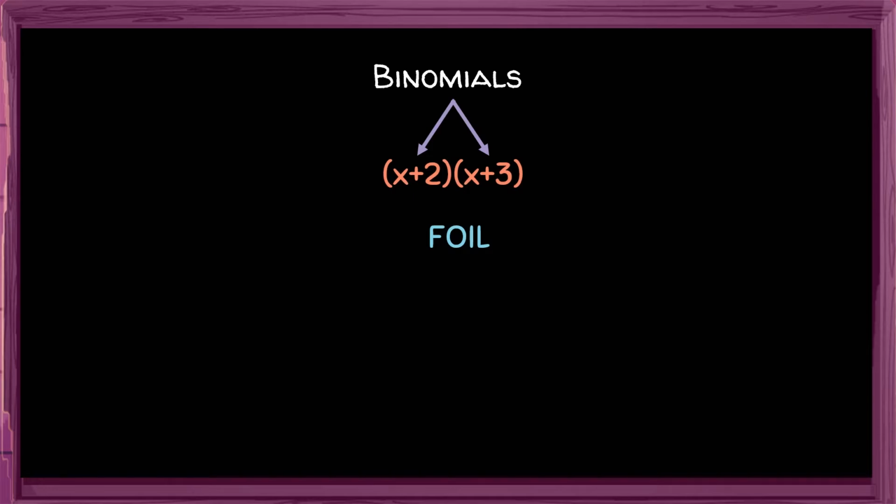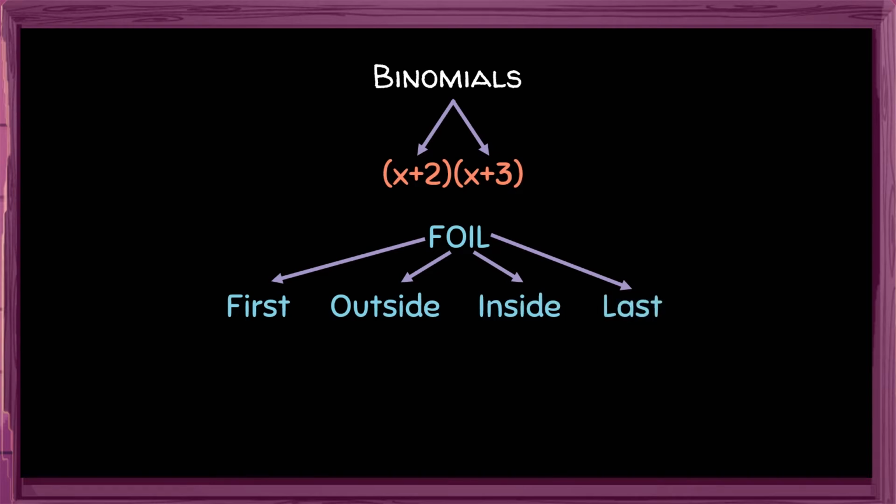FOIL stands for 4 words: first, outside, inside, and last. Each word helps us remember a step in the process. Each step involves multiplying a part of one binomial times a part of the other binomial. FOIL helps us remember which 2 terms we multiply in each step. The F stands for first, which means that our first step is to multiply the first term of x plus 2, which is just x, times the first term of x plus 3, which is also just x. X times x is x squared, so we write that down and move on to the next step in FOIL.